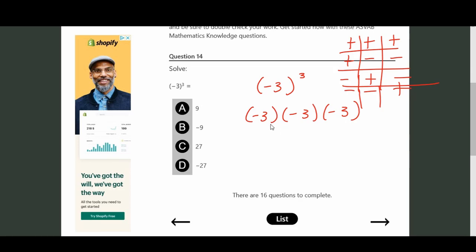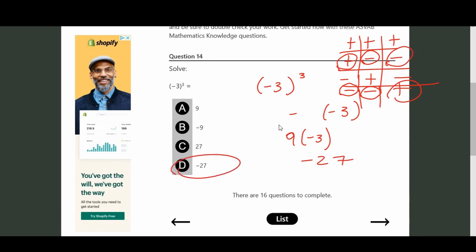So let's work this out one step at a time. Negative 3 times negative 3. We have a negative times a negative, so we know the result's going to be positive. Negative 3 times negative 3 specifically is going to be positive 9 times negative 3. Now we have positive 9 times negative 3, so we know the product is going to be negative. 9 times 3 is negative 27. Okay?